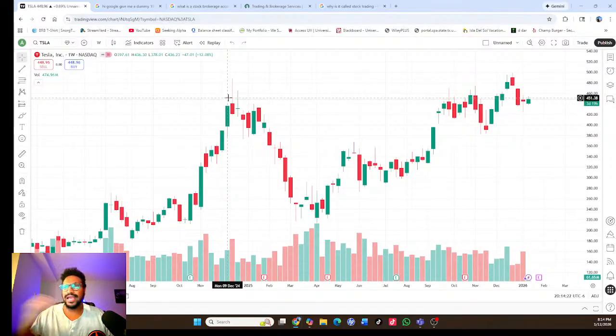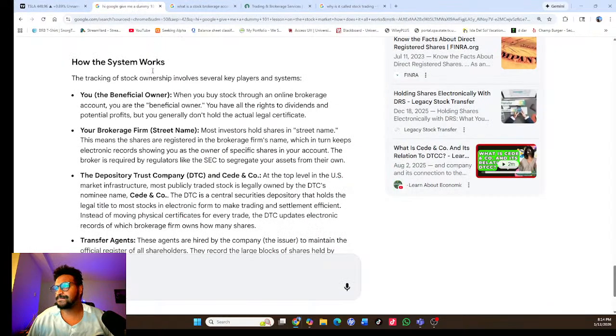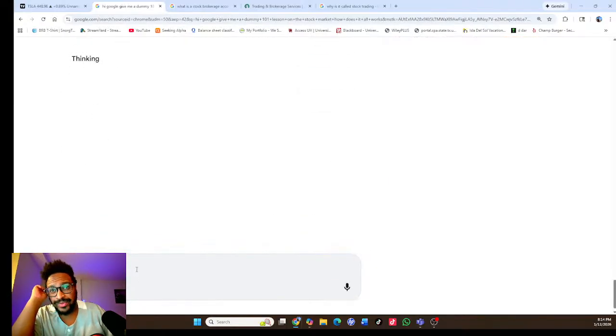Now, the game essentially always is, which stock, how do I know it's going to go up, and all these things, right? That's what financial analyst people are doing all day. Now, to make it easier for everybody, there's a thing called a mutual fund.